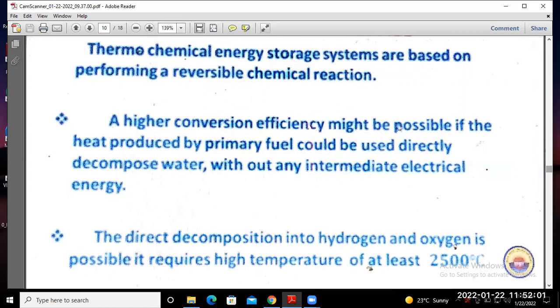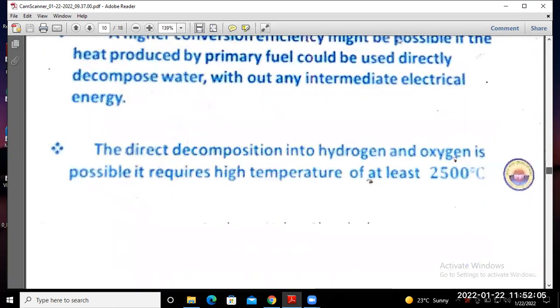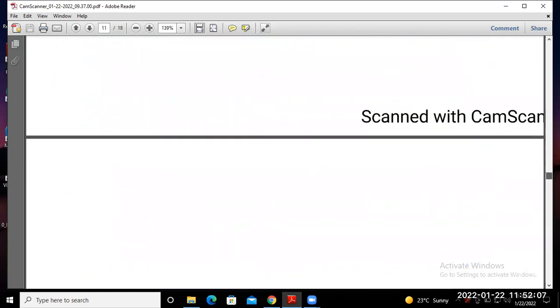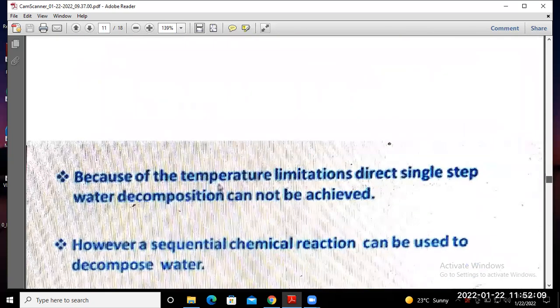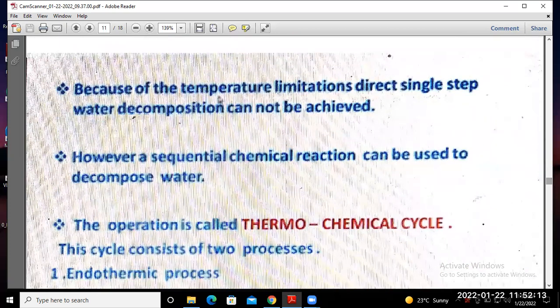So how can we make the chemical reaction? Because of the temperature limitation, direct single-step water decomposition cannot be achieved. Okay, so what is the chemical reaction of water?